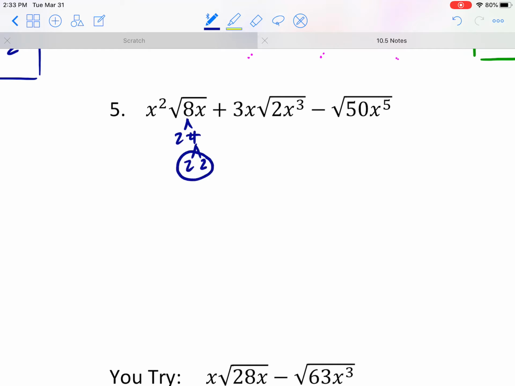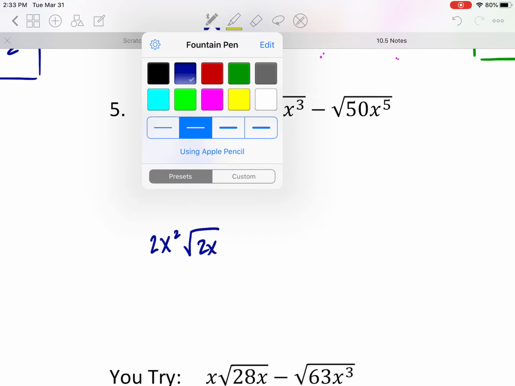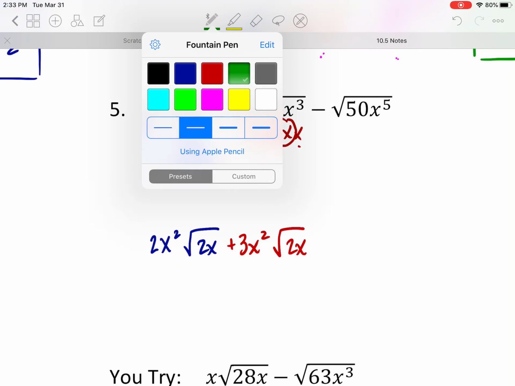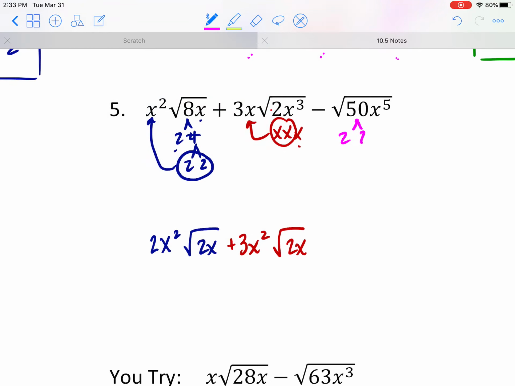Oof. All right, here we go. Same stuff. 8 becomes 2 times 4. And since that's 2 times 2, a 2 comes out of this. 2 gets multiplied by the x squared. So this becomes 2x squared. And in front of a square root of a 2, and that x is going to be trapped there. So 2x left over. And the next radical, I can't break down the 2, but if I have 3 x's, one of those comes out and gets multiplied by this. So 3x times x is going to give me a 3x squared in front of a radical 2 and x left.